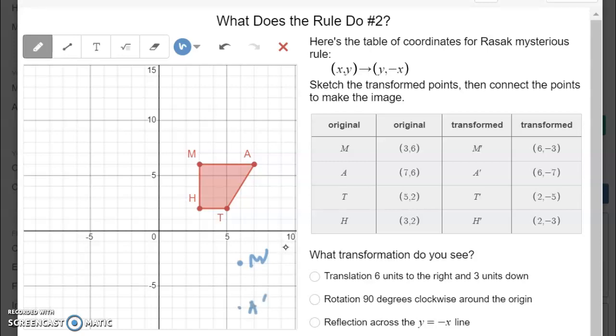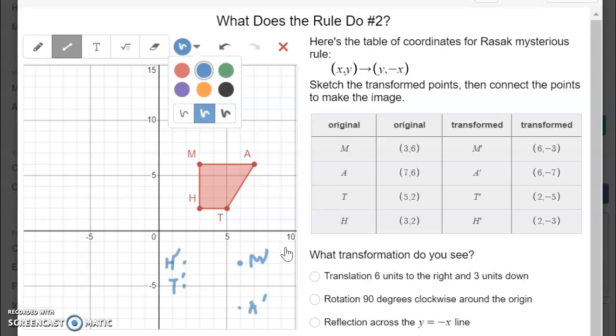And T prime is 2, negative 5. 2, negative 5 is right here. That's T prime. And H is 2 comma negative 3. 2 comma negative 3 is right here. H prime. Okay, now I am going to use my line tool to draw that. Draw the shape. Oops. Let's undo that.